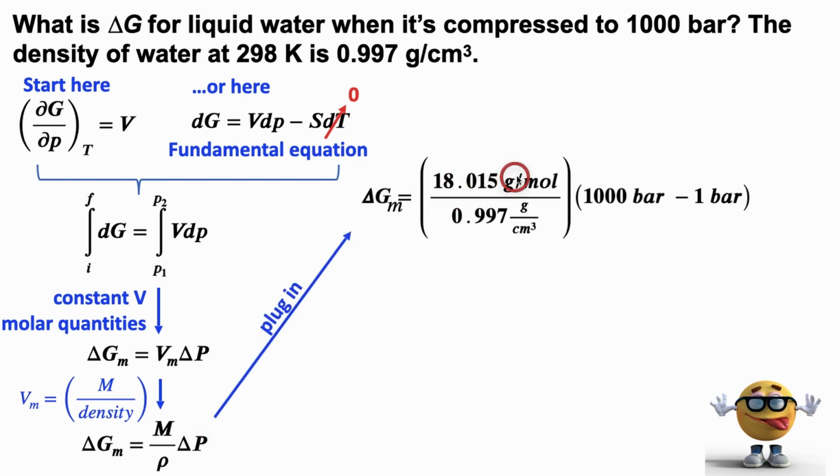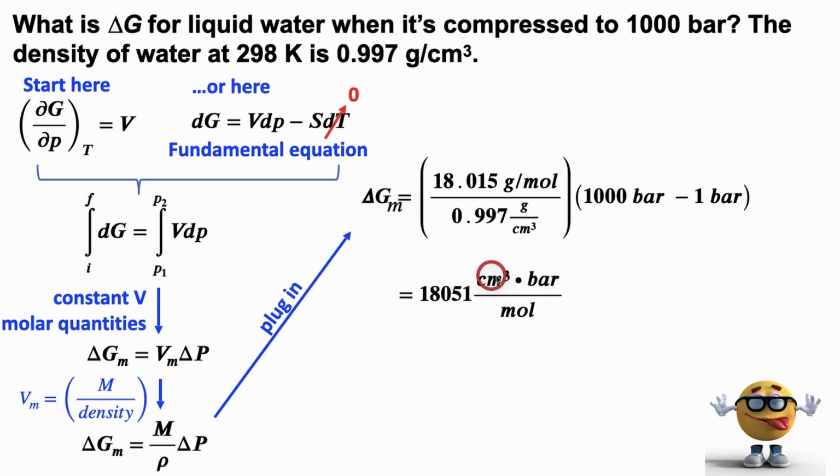This is the molar mass of water. This is the density in which we're given. This is our change in pressure right here. If we plug this into our calculator, we get 18,051 centimeters cubed bar per mole, which is our answer, but not in the units we want. The Gibbs energy is usually in joules or in kilojoules.